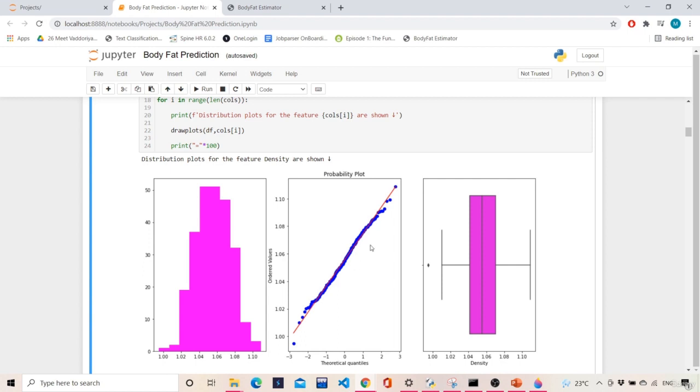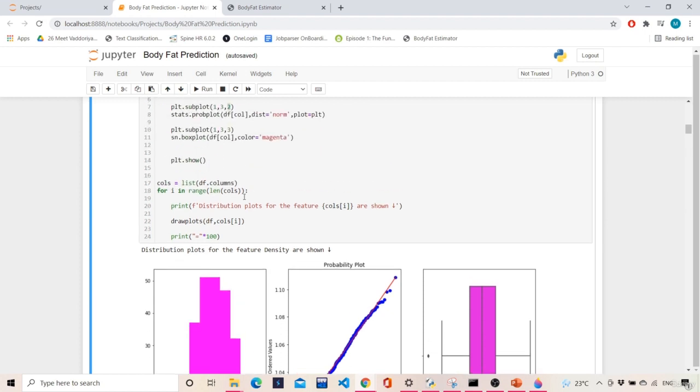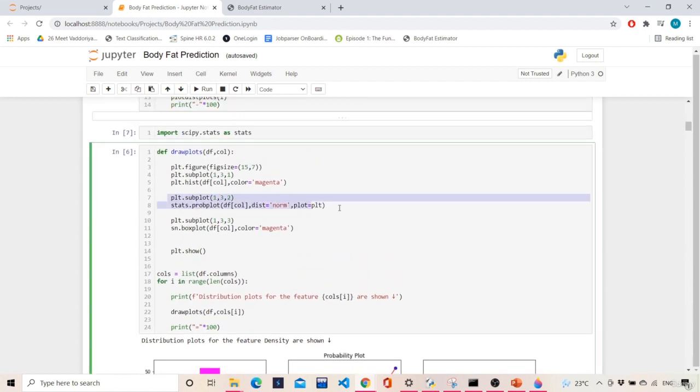So this is the probability plot, which is also very important in order to understand how the distribution of the data is, whether there are a few outliers or not. We can see that there is one outlier which is over here, and it's visible over here also. Okay, so this is all about this prob plot.